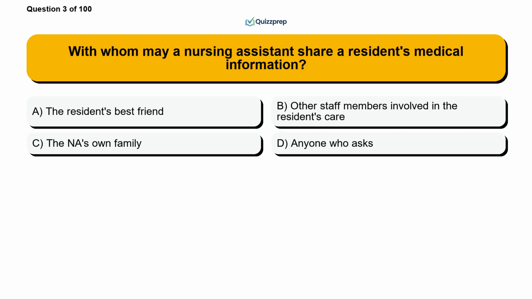Question 3. With whom may a nursing assistant share a resident's medical information? Option A, the resident's best friend. Option B, other staff members involved in the resident's care. Option C, the NA's own family. Option D, anyone who asks.